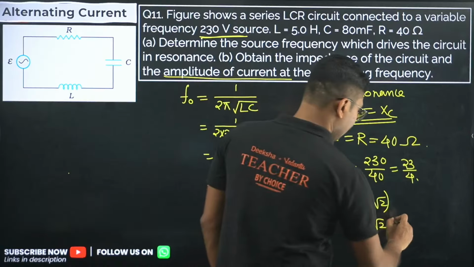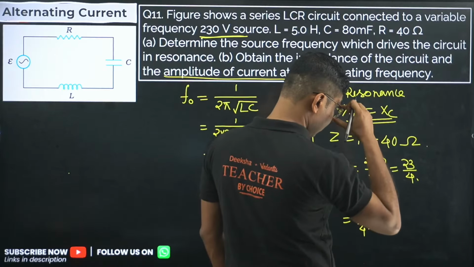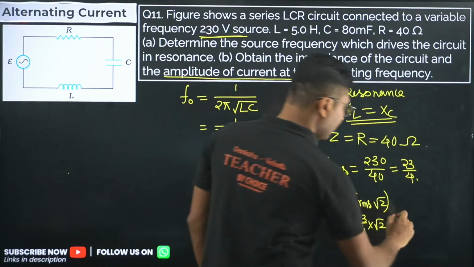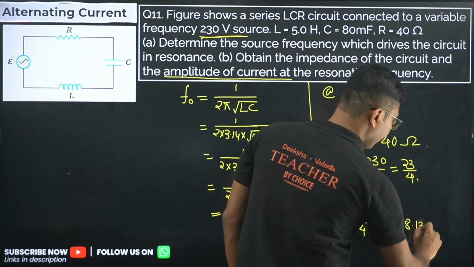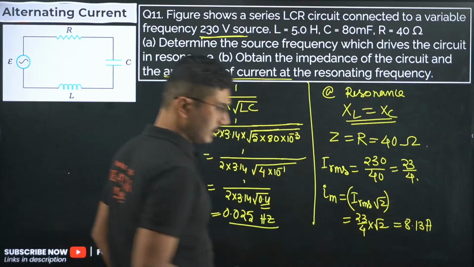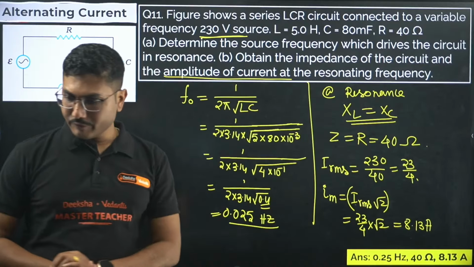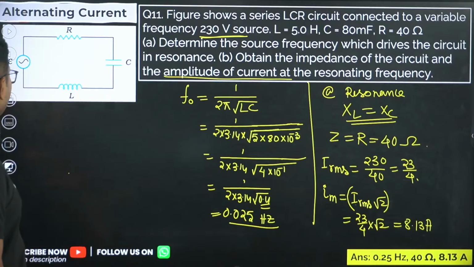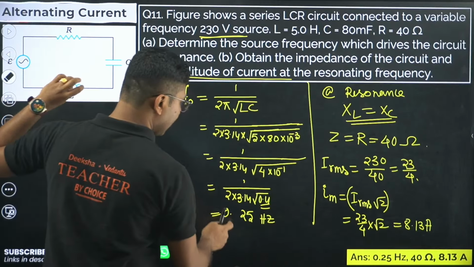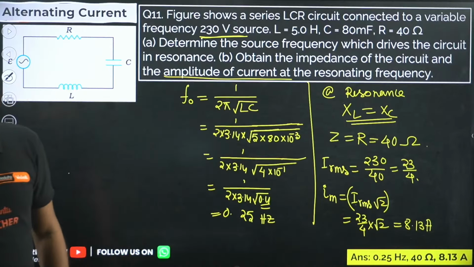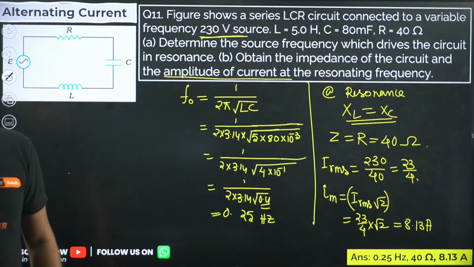8.13, let's say. Maybe possible, 8.13 ampere. Let's see the answer. Yes, 8.13 is the answer. So the frequency will be 0.5 Hertz. Okay, Gia, check your calculation. I took your answer, but it turns out to be slightly mistaken. It will be 0.25 Hertz. Yes, Gia, check your answer. It will be 0.25 Hertz.